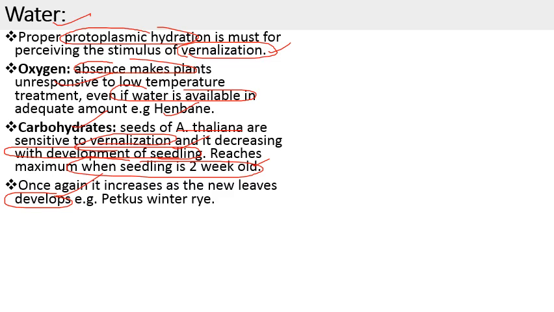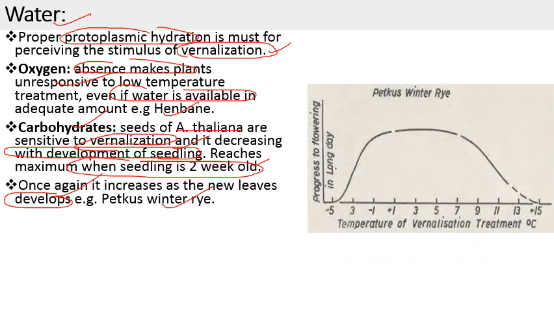This phenomenon can be observed in Petkus winter rye. So this variety of rye also shows sensitivity toward the cold treatment. The temperature range is on the x-axis, and on the y-axis it is progress to flowering. As the temperature increases from -5 to 13 degrees Celsius, in the range of -1 to 11 degrees Celsius, or 9 degrees Celsius, it shows maximum flowering, and after that it decreases as the temperature increases.